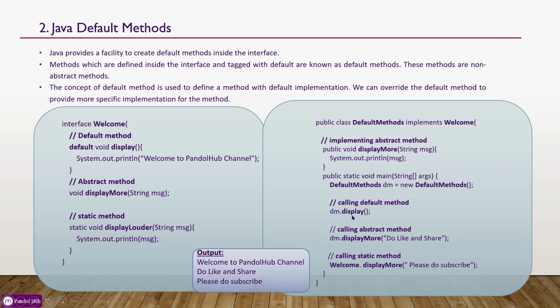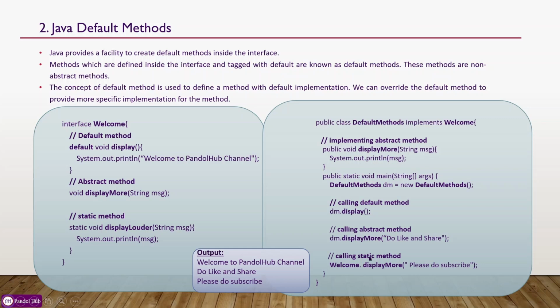I'm calling the display method, which is the default method, which is going to print "welcome to Bundle Hub channel" as the first line, and that is what we get here. Secondly, I'm calling the abstract method, where I have provided the definition in this class. Whatever string we pass is going to get printed here. For this display more, I'm passing "do, like, and shares", and this is what is going to get printed here as a second line.